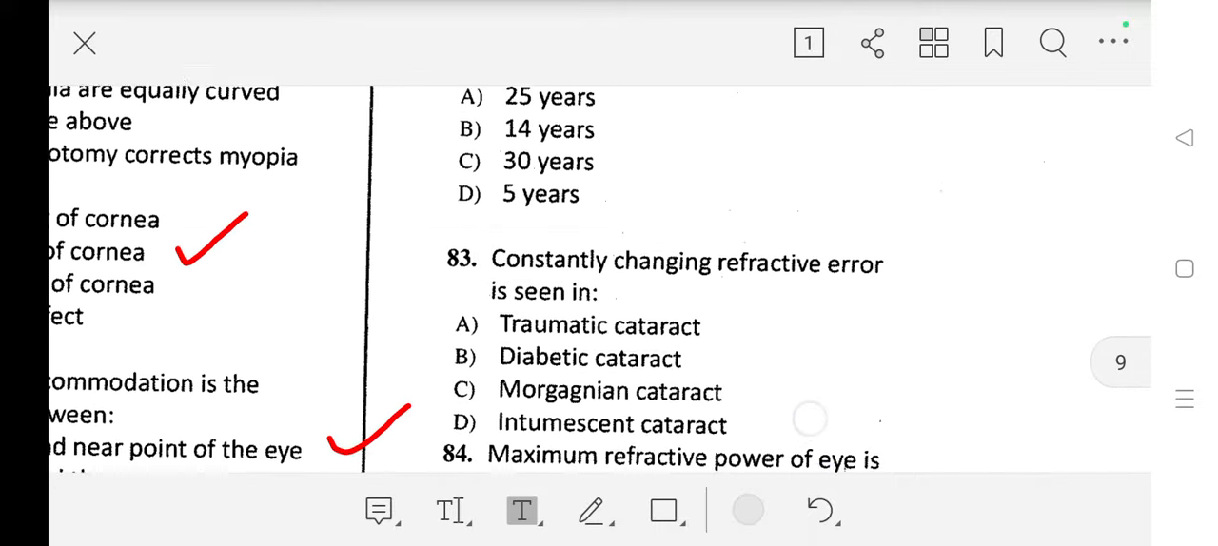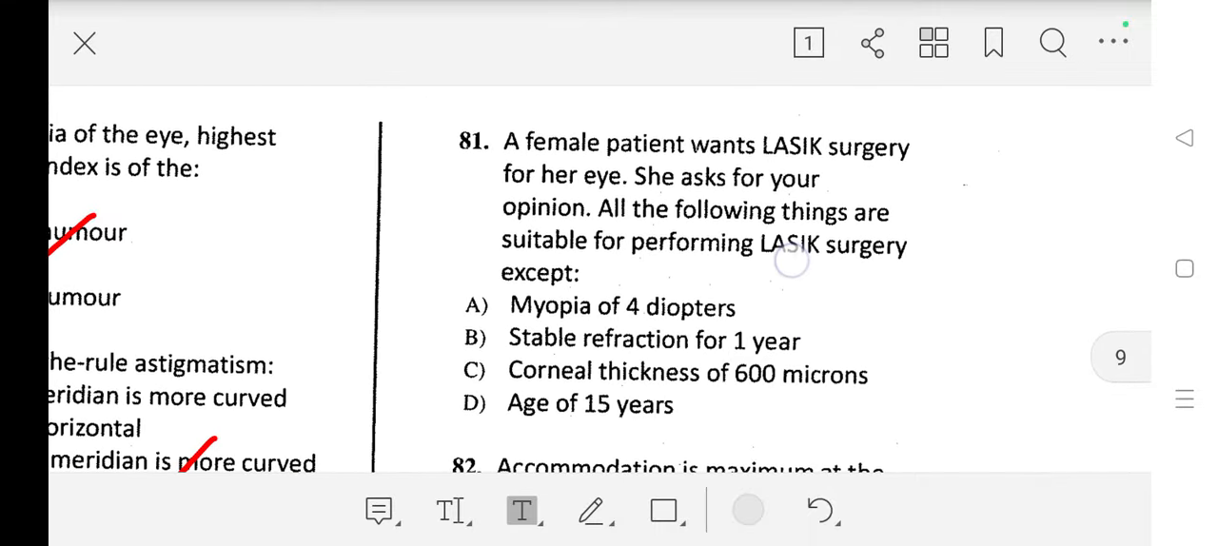Next question is question number 81. A female patient wants LASIK surgery for her eye. She asks for your opinion. All the following things are suitable for performing LASIK surgery except myopia of 4 diopter, stability of refraction for 1 year, corneal thickness of 600 microns, D part, age of 15 years. Its right answer is D part, age of 15 years.